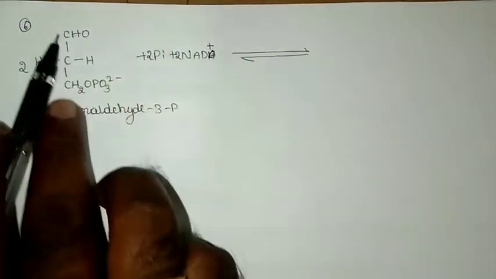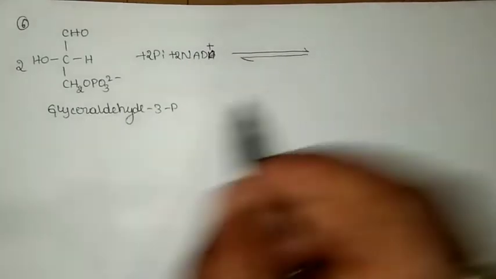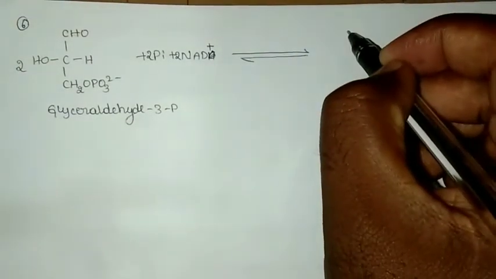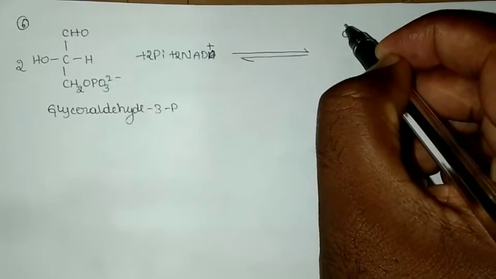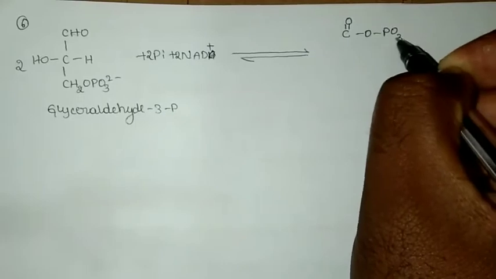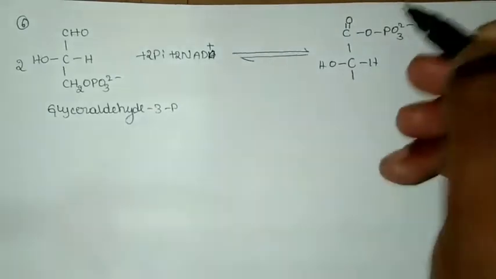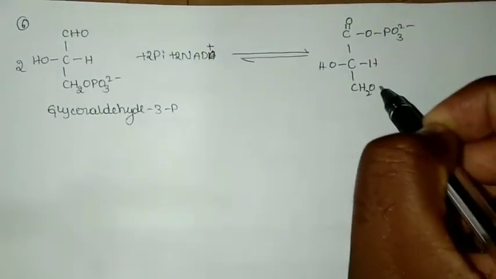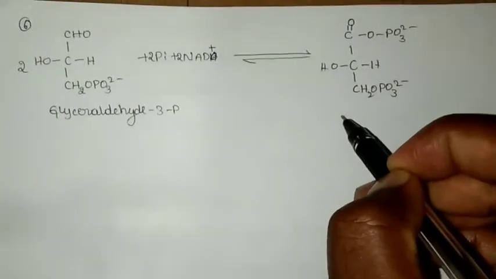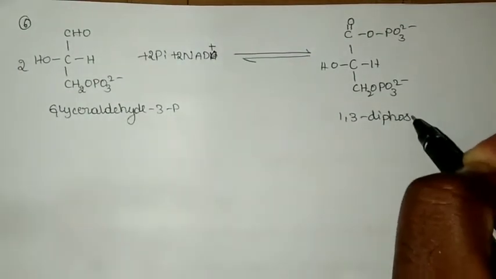And now, as I said, the aldehyde group present in glyceraldehyde 3-phosphate should undergo oxidation, and oxidation of this glyceraldehyde 3-phosphate will convert it into 1,3 diphosphoglycerate, CHOH, and this third position phosphorylation will remain as it is. So glyceraldehyde 3-phosphate will convert into 1,3 diphosphoglycerate.